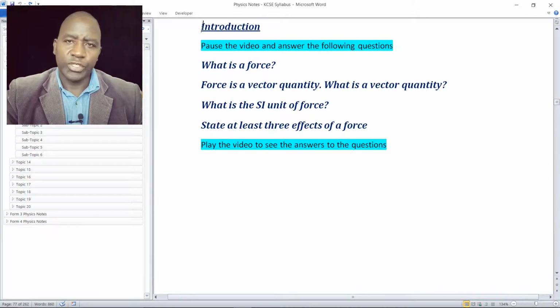So in the introduction, I'd like you to pause this video just for a moment and answer the following questions. The first one is, what is a force? The second one is, force is a vector quantity. What is a vector quantity? What is the SI unit of force? And finally, state at least 3 effects of a force. So go right ahead, pause the video for a moment and answer those questions.